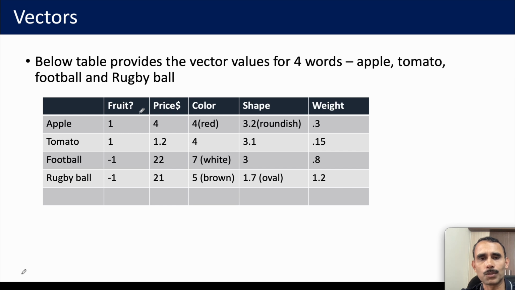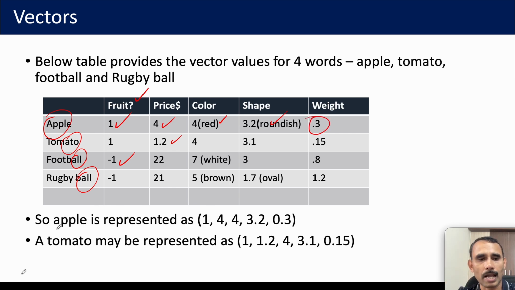This is just an example to explain the concept because an actual Gen AI model will have thousands of dimensions for each word. Here I am taking only 5 dimensions. You can see I am asking whether it is a fruit or not. I have only 4 words: apple, tomato, football and rugby ball. And I am asking a question, is it fruit or not? If it is fruit, I am giving 1, otherwise -1. Then price in dollars, 4, 1.2, etc. Color. For each color I have given a number representation. So if it is red, it is 4, white 7, etc. Shape, if it is pure round, maybe I will give 4, but if it is just roundish, I will give 3.2, 3.3, etc. Weight in kilogram. So with this, we can represent an apple as something like 1, 4, 4, 3.2, 0.3.